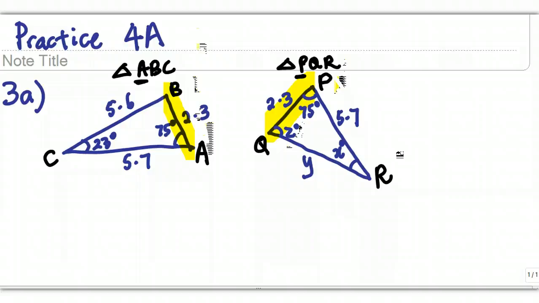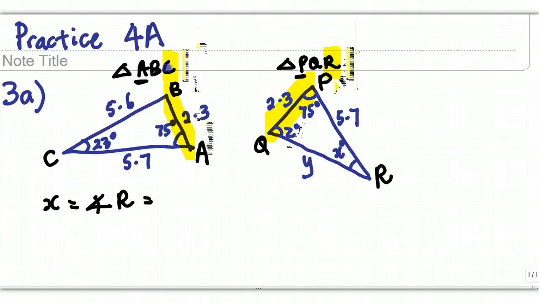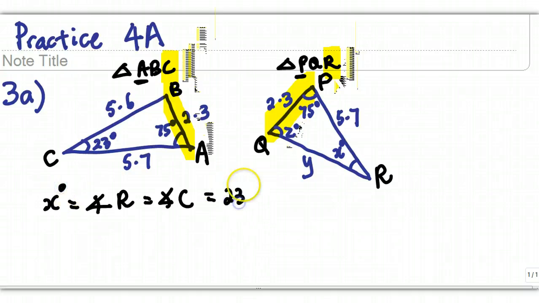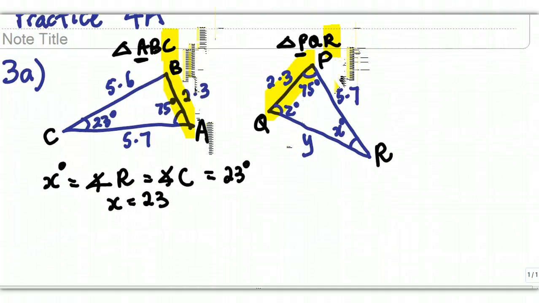Now with the corresponding sides, it will be a lot easier for us to find the unknowns. We look at X. Now X we know is equal to angle R. And angle R corresponds to angle C. So we know this is the angle C, and X degrees is equal to 23 degrees. Therefore, X is equal to 23 without the units. So this allows us to find angle X quite easily.